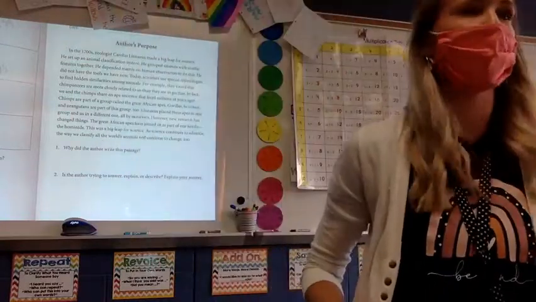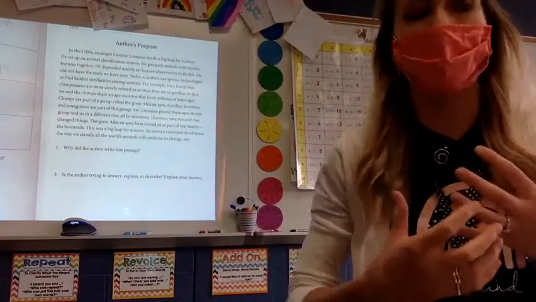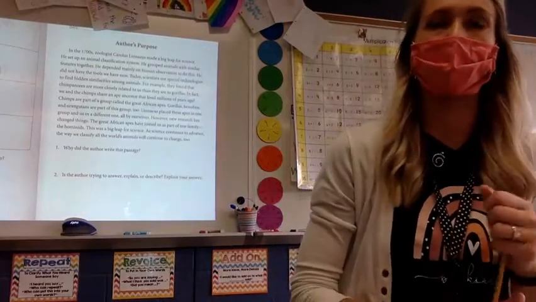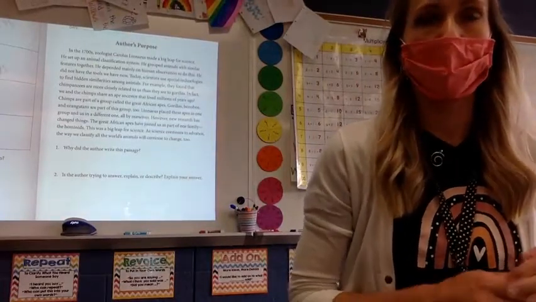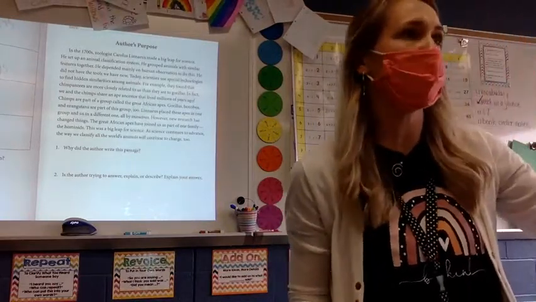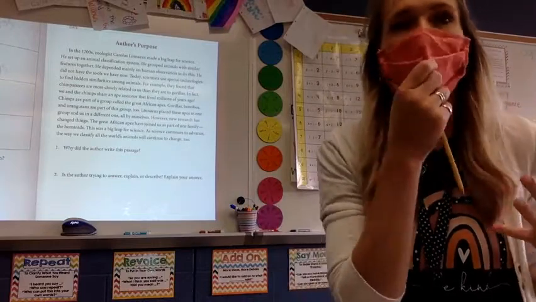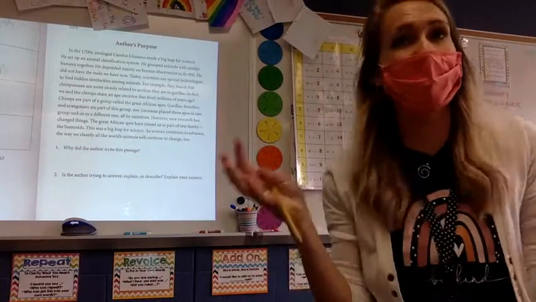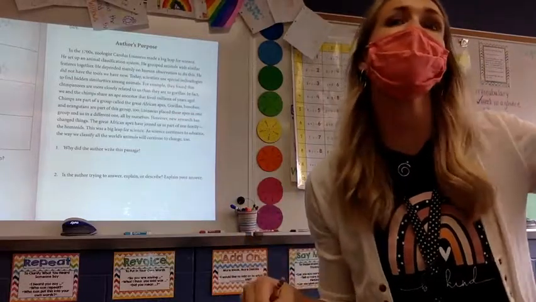So I want to hear from you. Why did the author write this passage? Kason. So people can know what happened back then. Okay, so back in the 1700s, right? So to know what people did back in the 1700s, but did we learn about how they dressed and what they wore and how they talked and what they did for fun? No, so we need to be more specific.